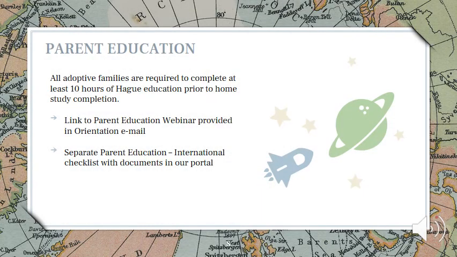When you received the orientation email and opened the portal, you had access to an orientation document checklist, as well as a separate checklist for international parent education documents. A link was provided to a webinar explaining Nightlight's parent education requirements. If you've not yet watched this, you must do so that your parent education will not be delayed.